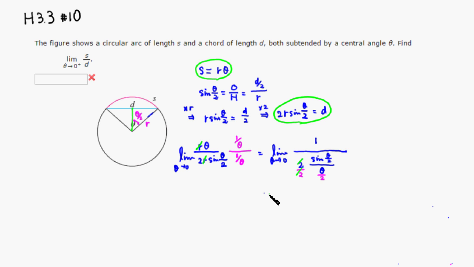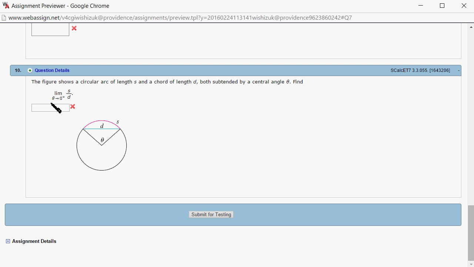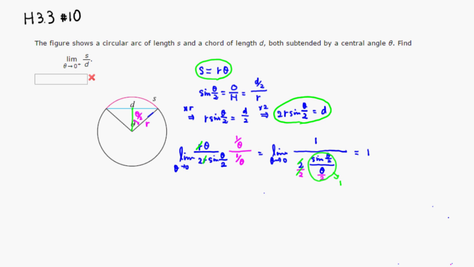Then we know that as theta approaches 0, this part approaches 1, according to the useful limit. Then we have 1 over 1, so this limit is going to be 1. Let's double check. The limit is going to be 1. So submit for testing. It came back and looks like we got this one correctly. That's it. I hope that this was clear.